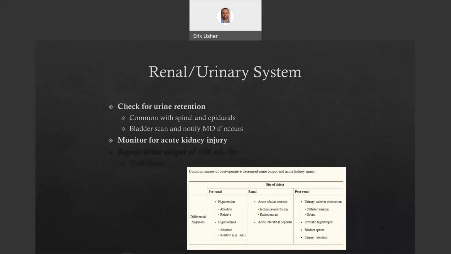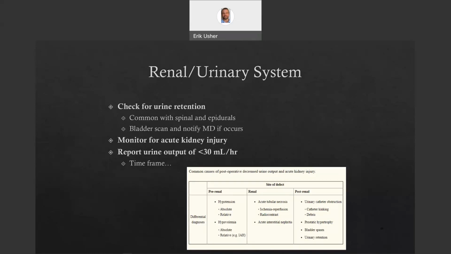Monitor for acute kidney injury. What's the urine output? Is it decreasing? What does the urine look like? Is it really concentrated? Is it scant? Is it cloudy? Is there blood in it? And anything that's lower than 30 milliliters an hour in an adult, you want to report that because there's something going on with the kidneys and the hydration status.